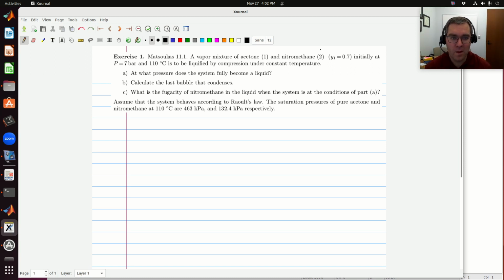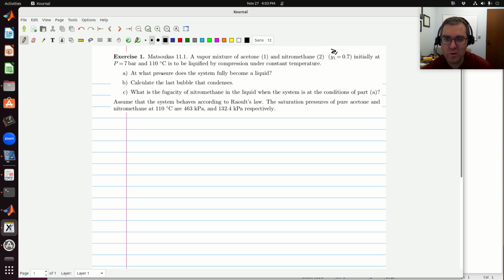Right. So how I interpret this is essentially Z1. They label it as Y1 because they're labeling this as a vapor phase, which we're going to liquefy by compression under constant temperature. So it's going to be a vapor phase in which we're going to increase the pressure until it becomes a liquid. So I'm going to take this to be Z1. I'm guessing they just label it as Y1 because they meant it to be a vapor. Okay, and then we're told it's at 7 bar and 110 degrees C.